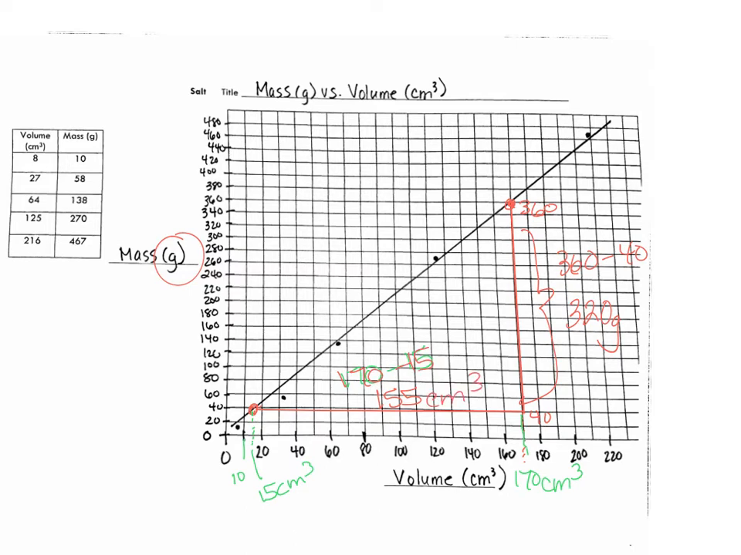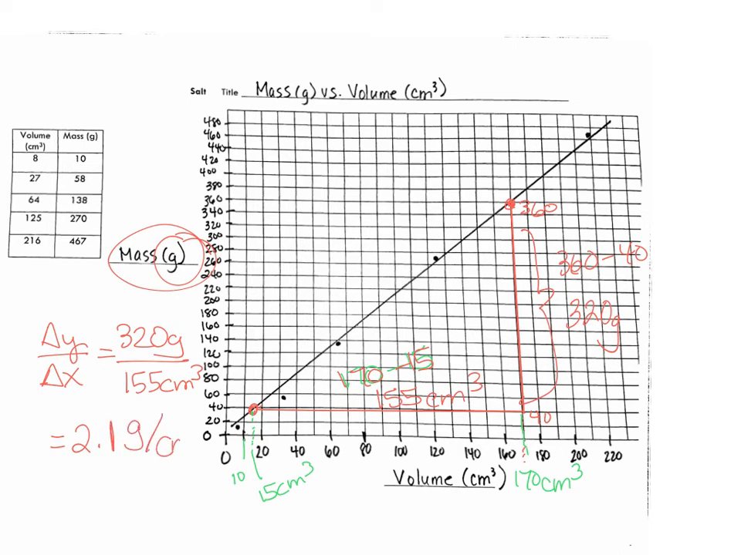And so now, the slope is the change in y over the change in x. My y is mass, so it's 320 grams, over the change in x, and that's the volume, 155 cubic centimeters. When I punch this in my calculator, I'm going to get about 2.06, which I'm just going to round to 2.1. The unit on top is grams, the unit on the bottom is cubic centimeters. Or I could say 2.1 grams per cubic centimeter, per every cubic centimeter.